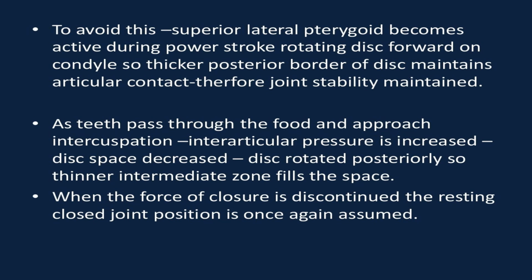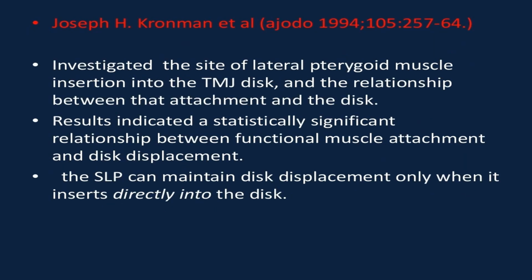96. To avoid this, the superior lateral pterygoid becomes active during the power stroke, rotating the disc forward on the condyle, so the thicker posterior border of the disc maintains articular contact, and therefore joint stability is maintained. As the teeth pass through the food and approach intercuspation, interarticular pressure is increased, the disc space decreased, and the disc rotated posteriorly so the thinner intermediate zone fills the space. When the force of closure is discontinued, the resting closed joint position is once again assumed.